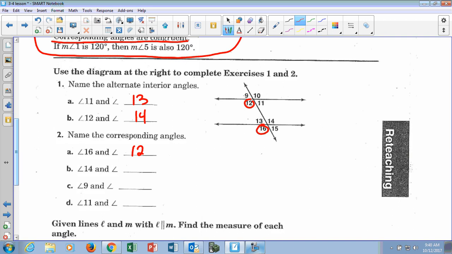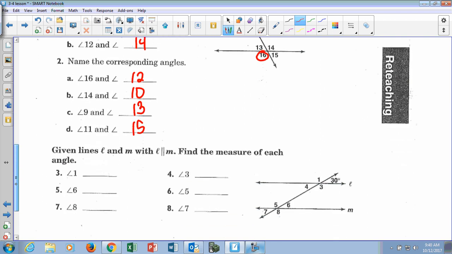What would be the corresponding angle to 14? Ashley. 10. What about angle 9? Mason. 13. Good. And what about angle 11? Gracie. 15. Very good. So you're starting to see the difference in all these angles? I know it's a lot of terms to throw at you. It's just going to take some practice, and we'll do that later tonight. All right, so let's go on to the next one. Last little bit of info here.